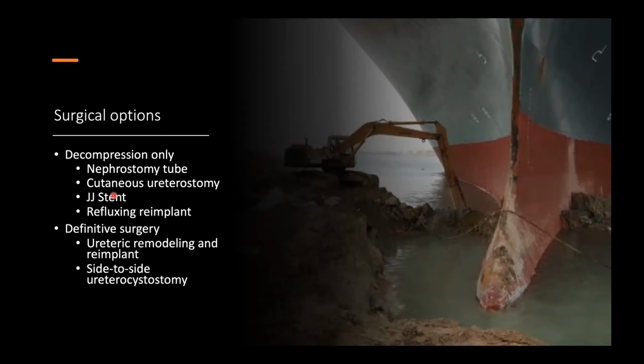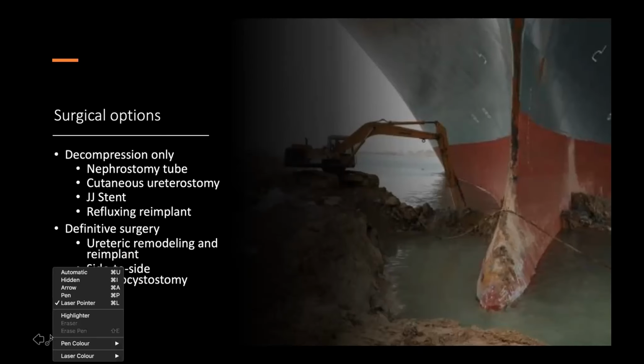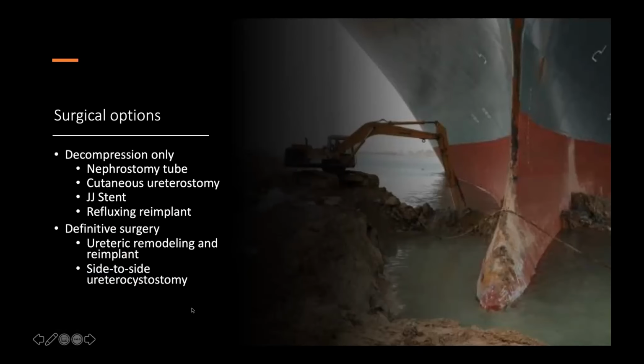A cutaneous urostomy is something that I favor quite a lot in young babies. Stenting, not something I've ever done, but there are centers that do it. I'm not sure it's an option for everyone. We'll talk briefly about the refluxing re-implants, and these are really for decompression. So these are tied over a patient who has either had an infection or is perhaps too small for a definitive re-implant. So your definitive surgery would be your ureteric remodeling and a re-implant. And then Toronto used the side-to-side ureterostomy as definitive surgery. Once again, controversial.